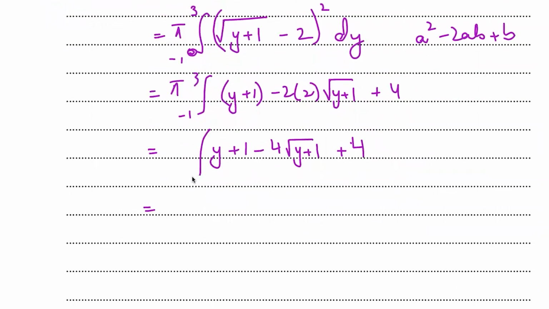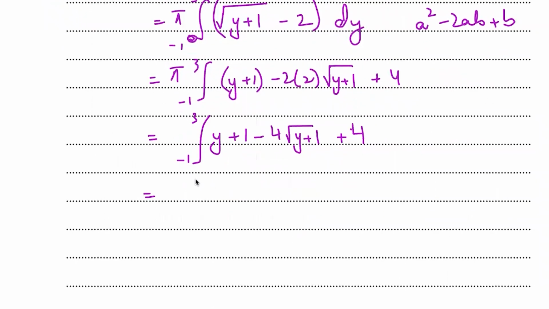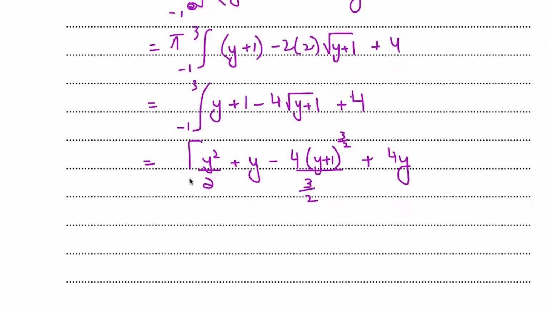Now integrating each term individually, we get y squared upon 2 plus y, minus 4 times (y plus 1) to the power 1 upon 2. Increasing the power by 1, we get 3 upon 2, and then we divide by the new power, which is 3 upon 2. The derivative of y plus 1 is 1, so it will remain as it is. And the integral of 4 would become 4y. Now substituting our limits, which are 3 and minus 1.